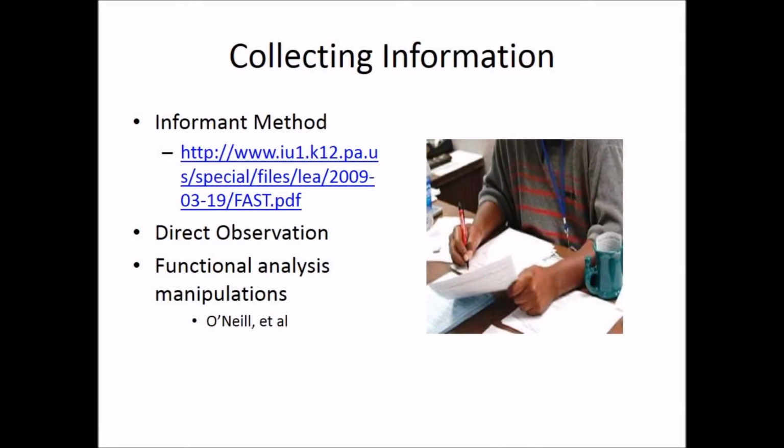O'Neill and Horner outline 3 ways to collect information for a functional behavior assessment. The first is the Informant Method. A questionnaire is useful here, and there's a good example titled Functional Assessment Interview, or FAI, in the O'Neill book. There are many other forms available and can be easily accessed on the internet.